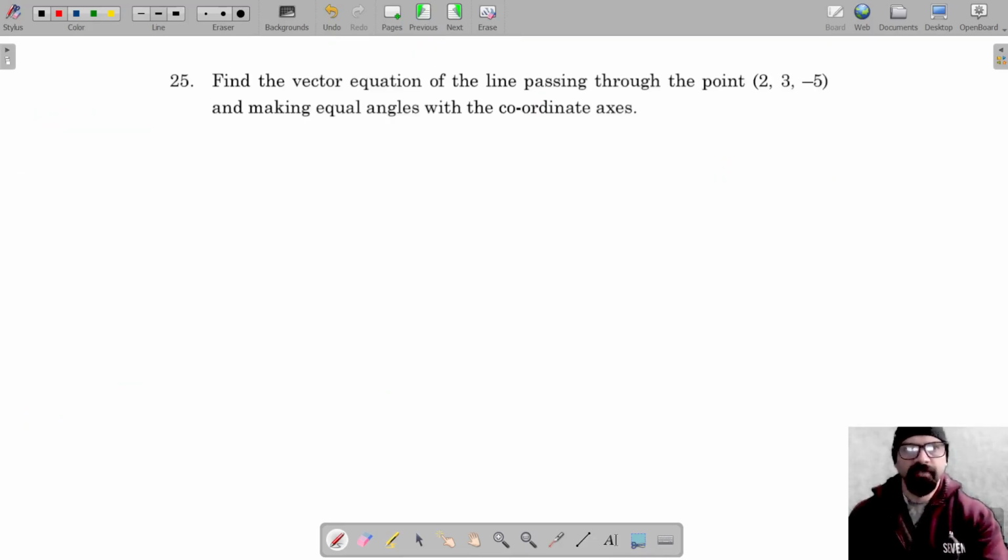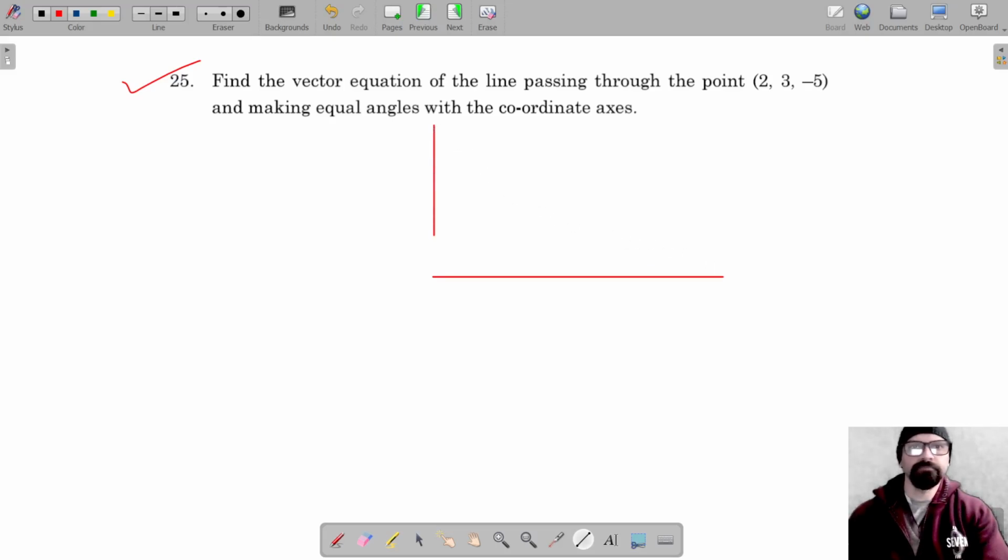Okay, for the next question, question number 25, we have to find the vector equation of a line passing through the point (2, 3, -5) and making equal angles with the coordinate axes. These are the x, y, and z axes.